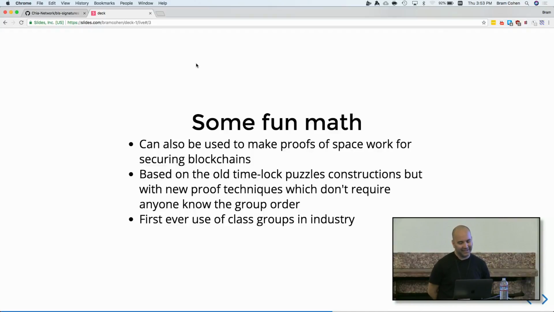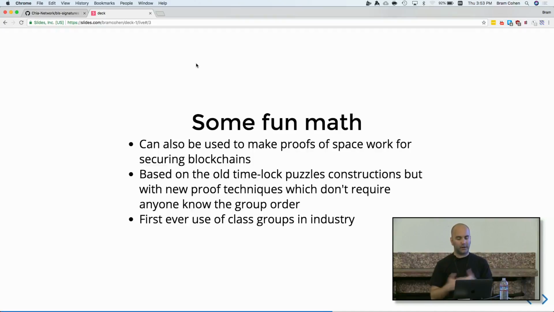So like I said, the new constructions require that you have groups which nobody knows the order of. There are a few ways of finding these. The obvious way is you do trusted setup of an RSA group. That kind of sucks. You need trusted setup. You can't change your group on the fly, which you would really like to dynamically use a new one every single time. So we're going with class groups.